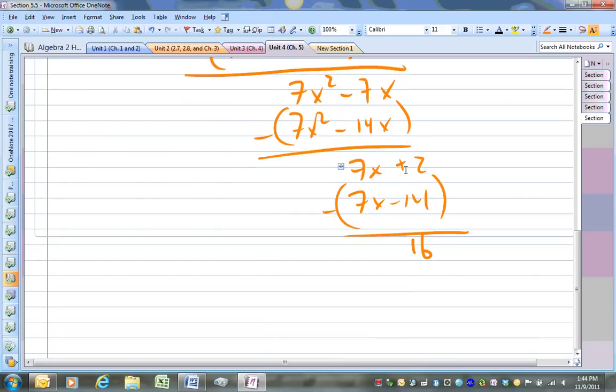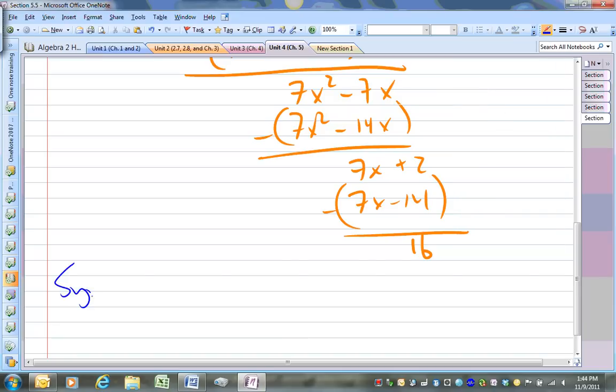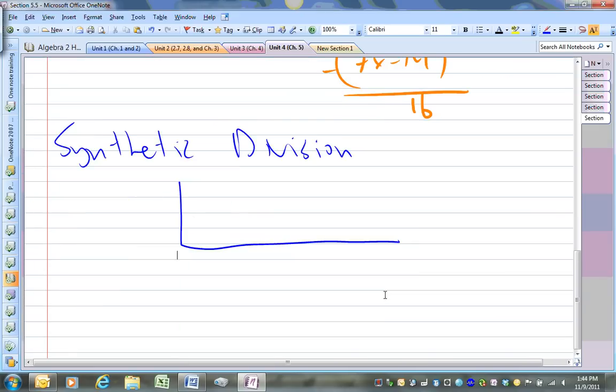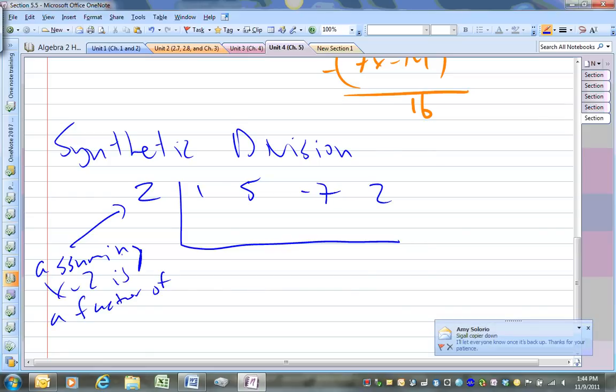You may not be a fan of this method, so let's try synthetic division. I think that one's a little bit cooler. So for synthetic division, here's what you do. You draw that half box or whatever you want to call it. Put in your coefficients. So 1, 5, -7 and 2. And then you put a 2 out here. You're assuming that x minus 2 is a factor of the polynomial.